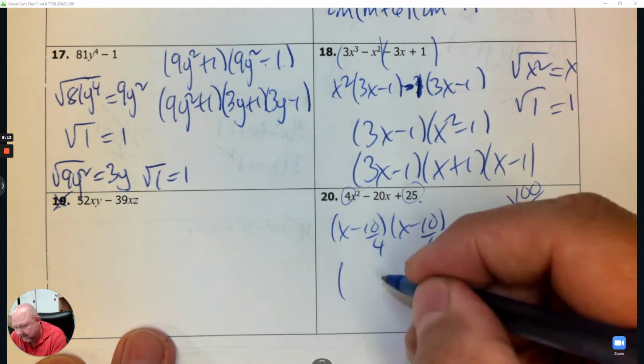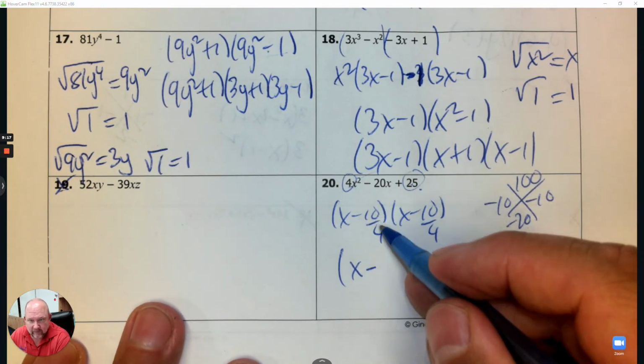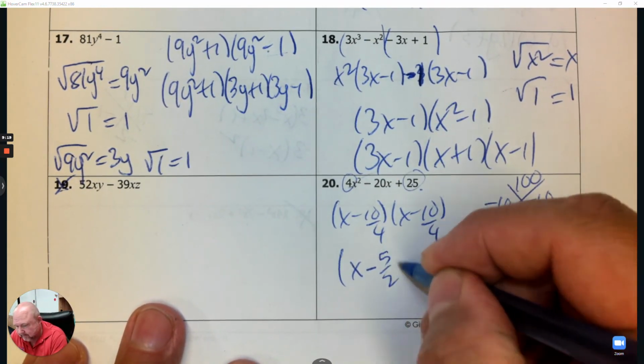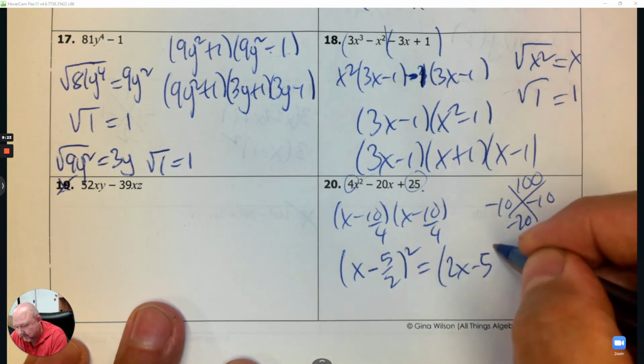Now I know I only have to write it once, but I do have to reduce this down. So divide by 2, top and bottom, and square it, and then slide that denominator over, and you have the answer.